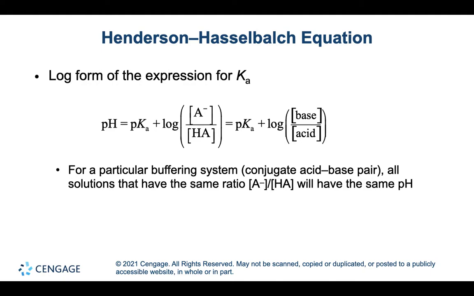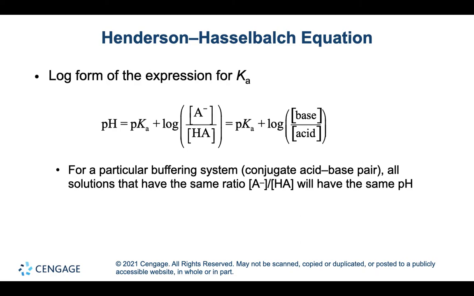So what will happen, even if you start with a 1-to-1 ratio, if you did happen to add strong acid or strong base, it would change that ratio. For example, let's say you have equal amounts of A minus and HA, and you add some H plus, some strong acid. The H plus is going to react with the A minus, meaning we're going to get rid of that H plus.